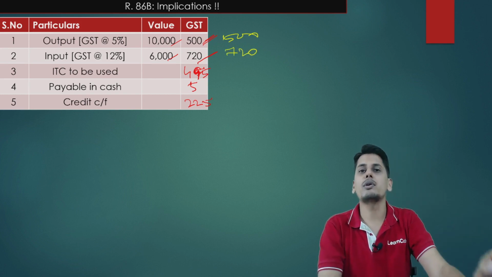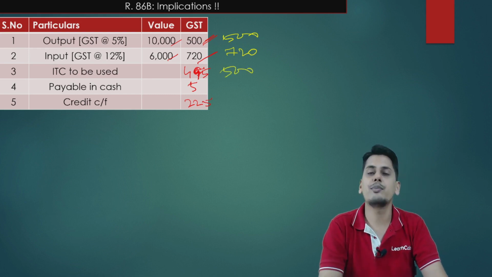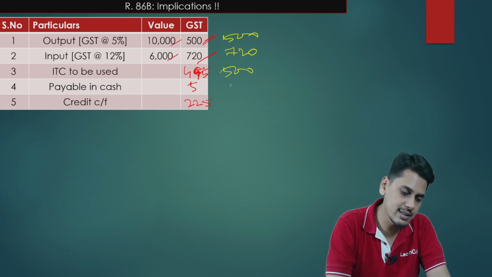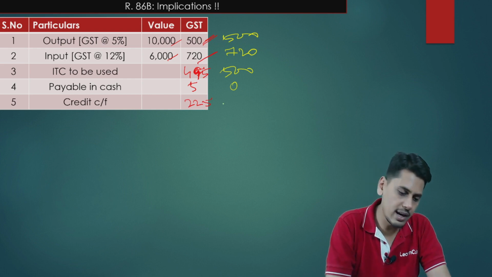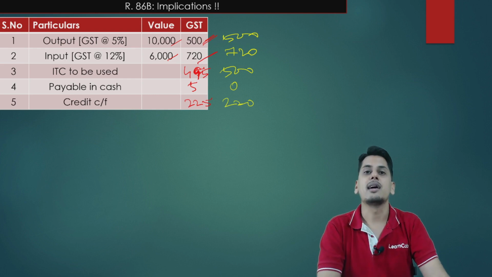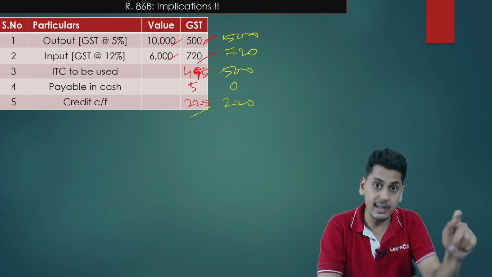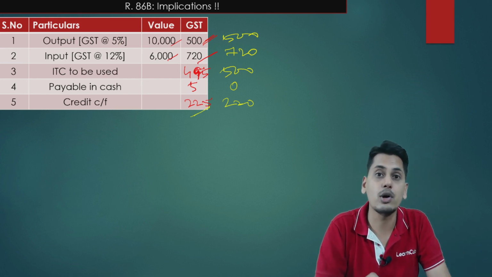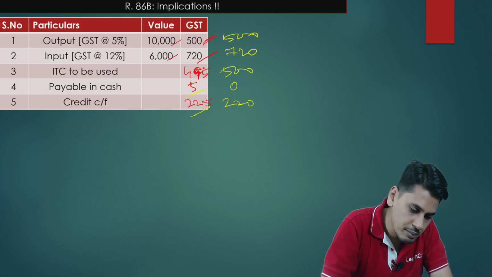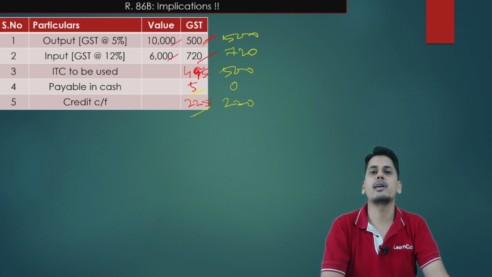The entire output tax he would have paid from his electronic credit ledger. So therefore, 500 rupees he would have paid from his electronic credit ledger. Balance payable in cash would have been 0. Credit carried forward would have been 220. Because of 86B, credit which is getting carried forward is 225. This incremental 5 is because of what reason? It is because of 86B, this person was forced to pay 5 from his electronic cash ledger.